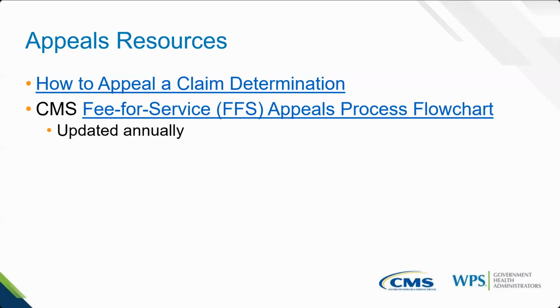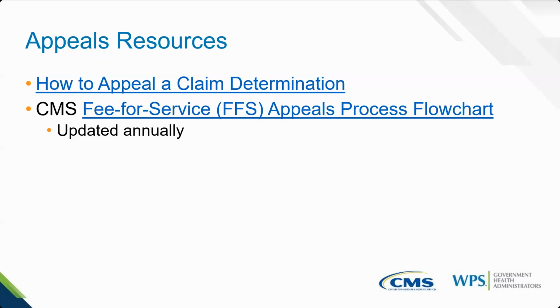But I think perhaps one of my favorite appeals resources is the second one listed here, and that is the CMS fee-for-service appeals process flowchart. This is a flowchart on CMS's website. It's updated annually because it often needs to. One of the things that changes from year to year, or could change from year to year, is the amount in controversy for levels 3 and 5.